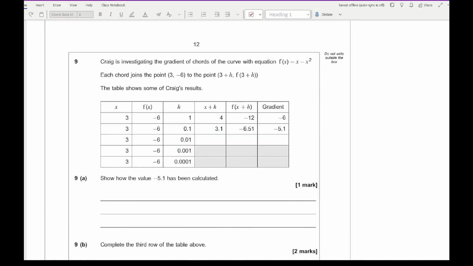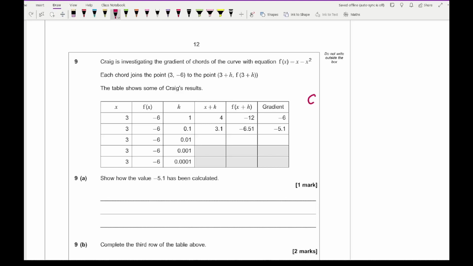Then moving on to question 9, it says Craig is investigating the gradient of the chord of the curve of the equation f of x equals x minus x squared. Each chord joins the point (3, -6) to the point 3 plus h, where we substitute 3 plus h into the function. And the table shows some of Craig's results. And the question 9a says show how the value of -5.1 has been calculated.